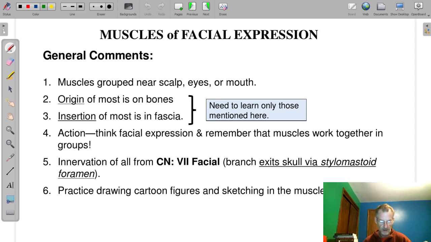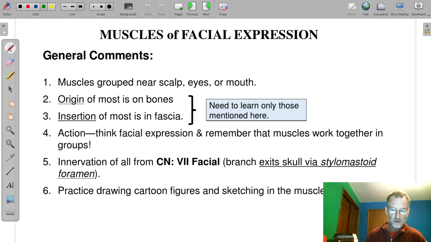And I would encourage you to practice drawing these cartoon style. I'll give you some practice on how to get started. And I would also pay attention to the correct spelling of these names. That's important. So make some sketches of the muscles and then label them.